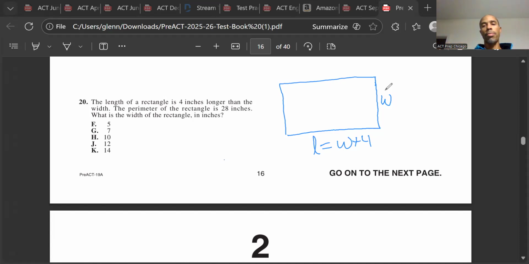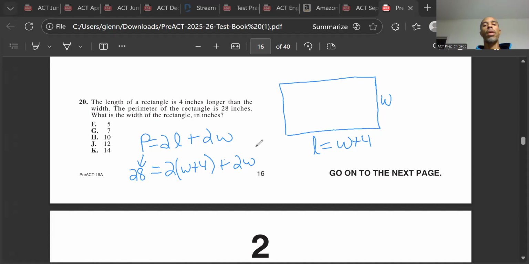So based on me expressing it that way, that the length is 4 inches longer than the width, and I write like that, I know perimeter is equal to what? 2 lengths, which is the top length and the bottom length, and 2 widths. So they write it like 2 length plus 2 width. That's the perimeter of a rectangle. Now we start substituting. We know that P is equal to 28. We know that the length is equal to the W plus 4, and then we just leave W there.